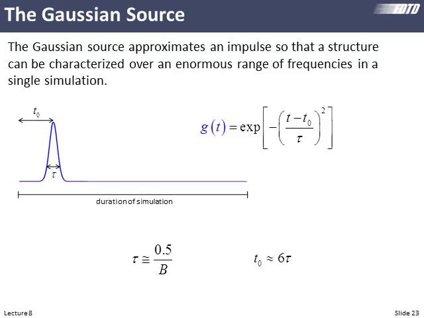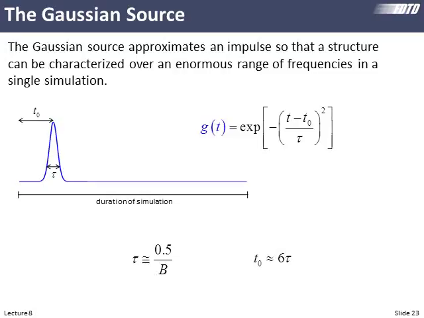Then we talked about a Gaussian source. Essentially, we'd like to excite our device with an impulse, and then wherever we're interested, we record the impulse response. Then, of course, if we Fourier transform the impulse response, we get its spectral response over a huge span of wavelengths or frequencies in one single simulation.